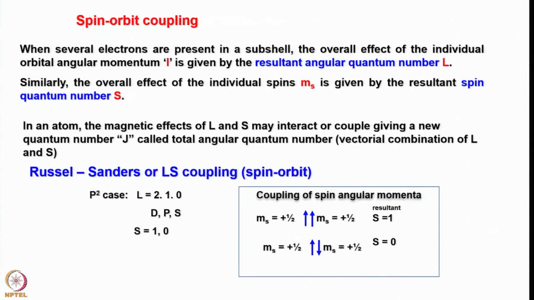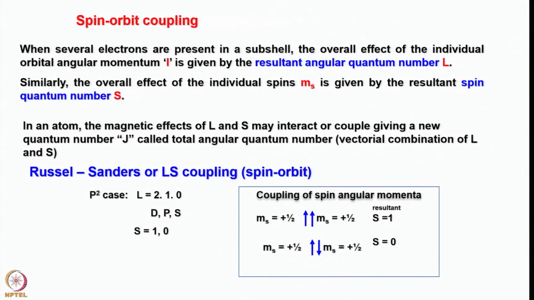So now what is spin orbit coupling? When several electrons are present in a subshell, the overall effect of the individual orbital angular momenta l is given by the resultant angular quantum number capital L. Similarly, the overall effect of the individual spins ms is given by the resultant spin quantum number S, the sum of ms. In an atom, the magnetic effects of L and S may interact or couple, giving a new quantum number called J, that is called the total angular quantum number. This is essentially the vectorial combination of L and S. That's also called Russell-Saunders coupling or spin orbit coupling.